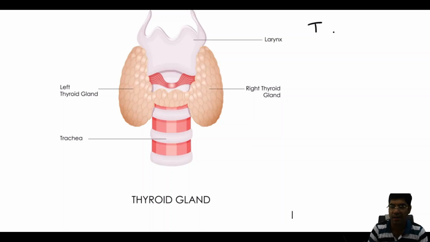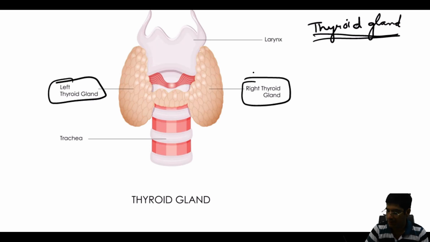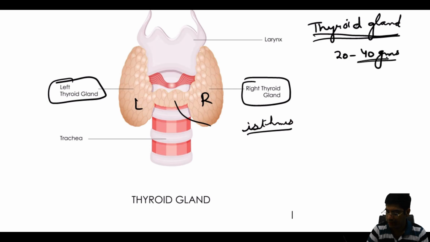Thyroid gland, remember, it is located in the root of the neck on either side of the trachea. It consists of two lobes, the right lobe and the left lobe. The right and left lobes are connected by a thin strip, and this strip is known as the isthmus.